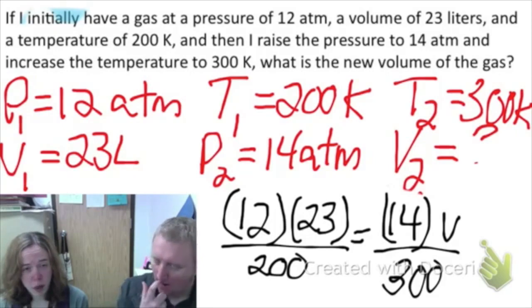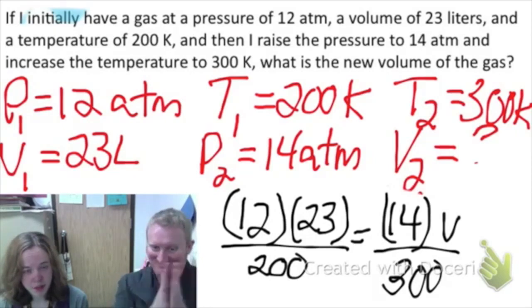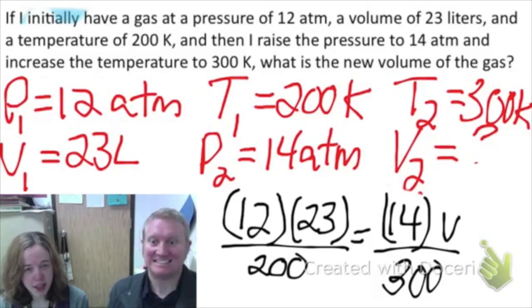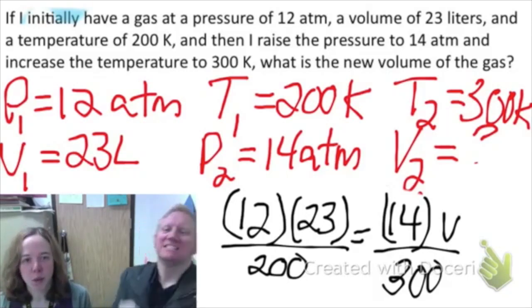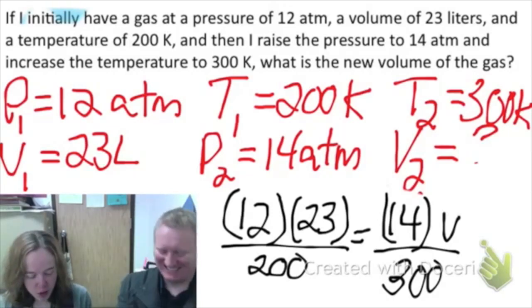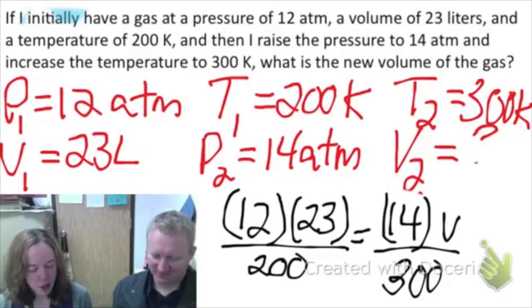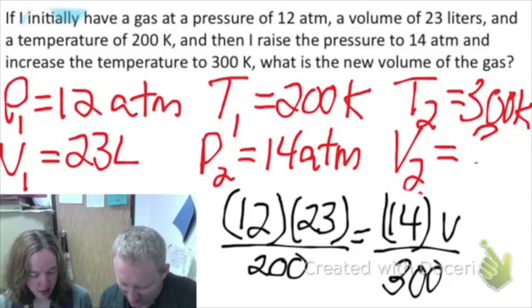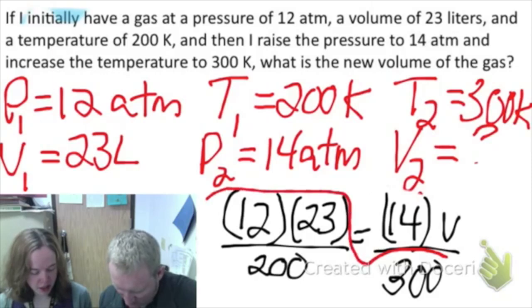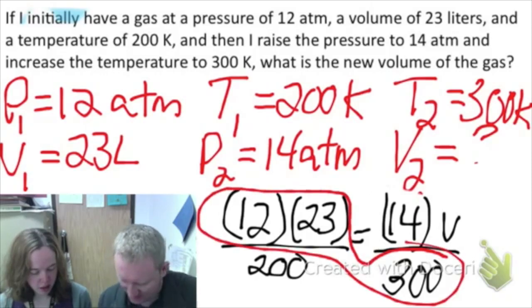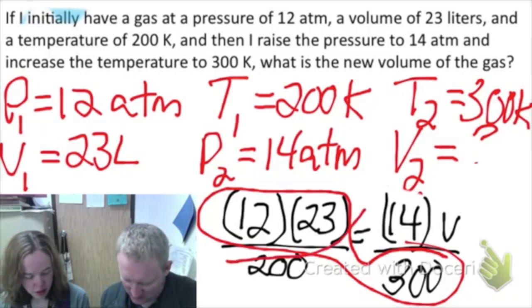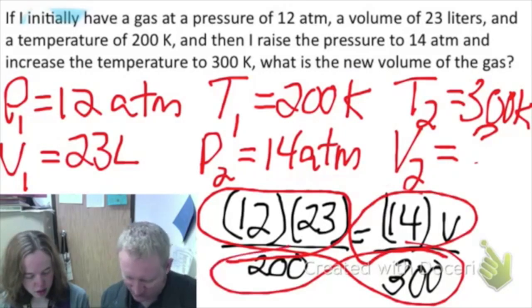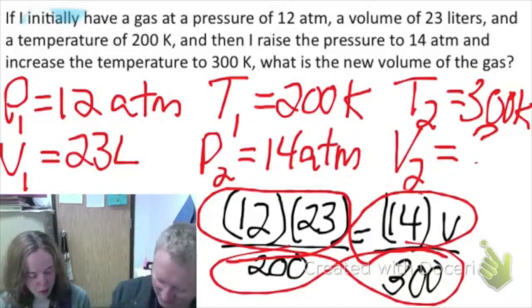Now, some of you have been waiting a very long time for this. A bunch of you in dimensional analysis were like, but we should cross multiply and divide. Now you actually do. The time has come. We can cross multiply and divide. So we're going to have 300 times 12 times 23, and then 200 times 14 times V. Let's do the math first.